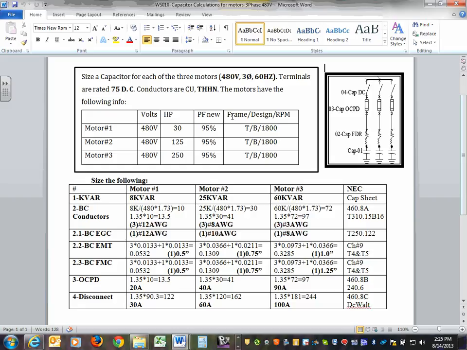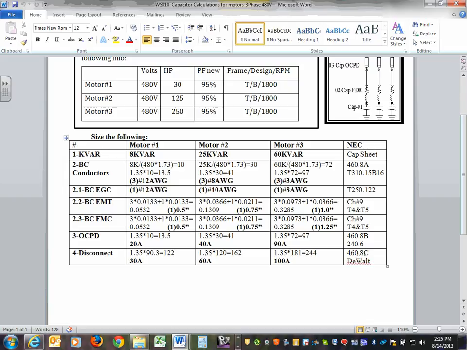And the information about the motors, the frame, design, and RPM, are given here. TB: the frame is T, design is B, and RPM, all of them are 1800 RPM, typical. These are kind of the assumptions. Unless you know otherwise, it's easy to assume these. Then directly from the cap sheet, guys, the sheet that I showed you a second ago for motors, no calculation needed, no F factor, you can go and find the capacitors. 8, 25, and 60 will be for each one of these motors, right?